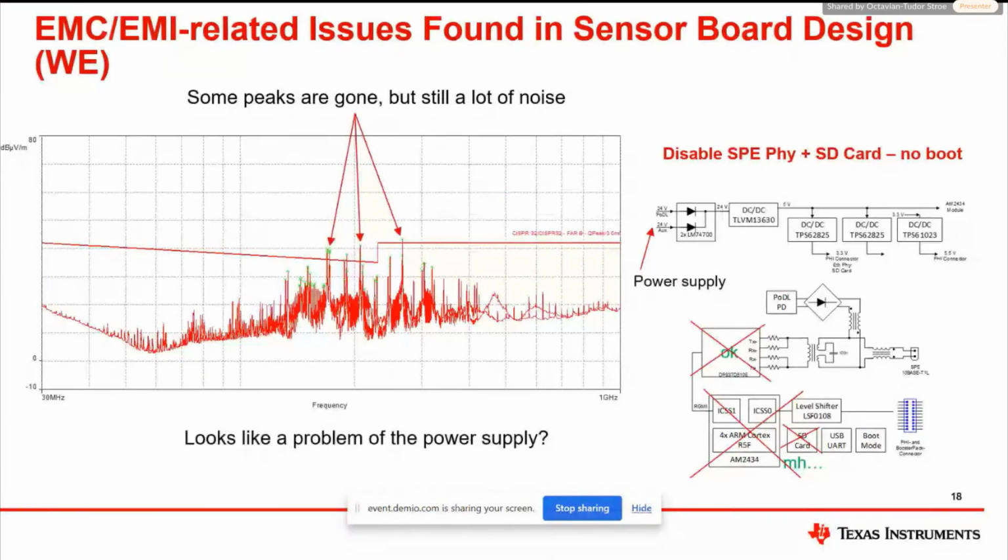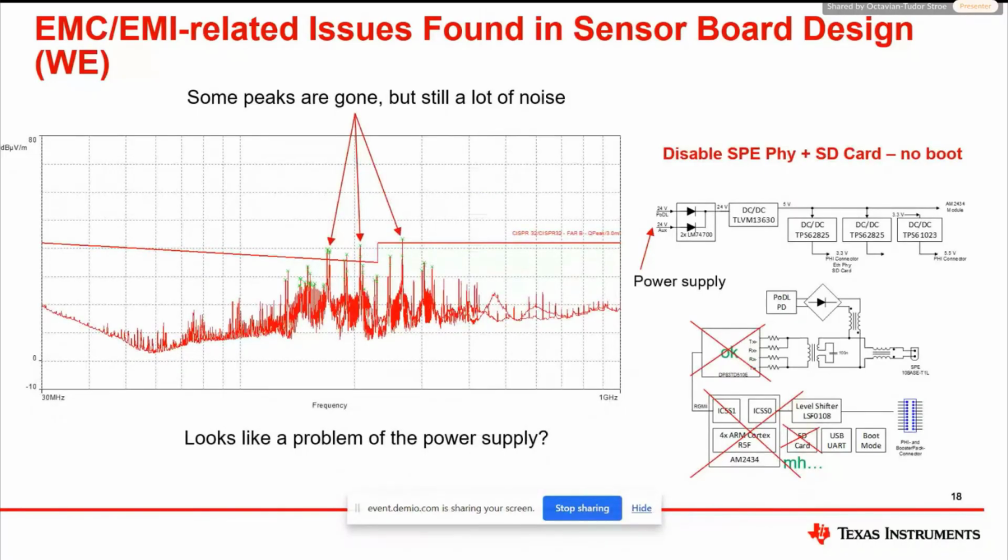And in order to check the power supply section, basically, we have the high-speed communication. We have the Cortex MCU, Ethernet PHY, SD, and they contain the software. So let's disable them. By disabling the PHY and the SD card, we ensure that absolutely no communication or even boot up happens, and we are left basically with just the power supply. So we can see, compared to the previous slide, that some peaks are gone, but we still have a lot of peaks above the limits, and we have quite a lot of broadband noise.